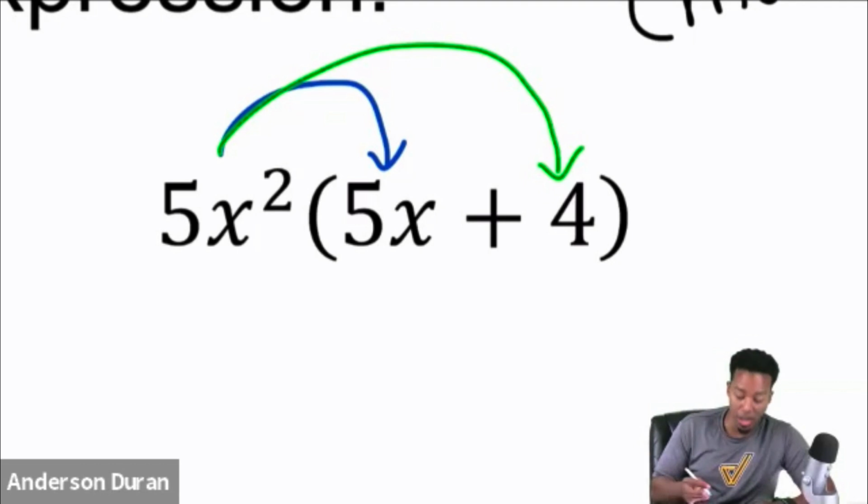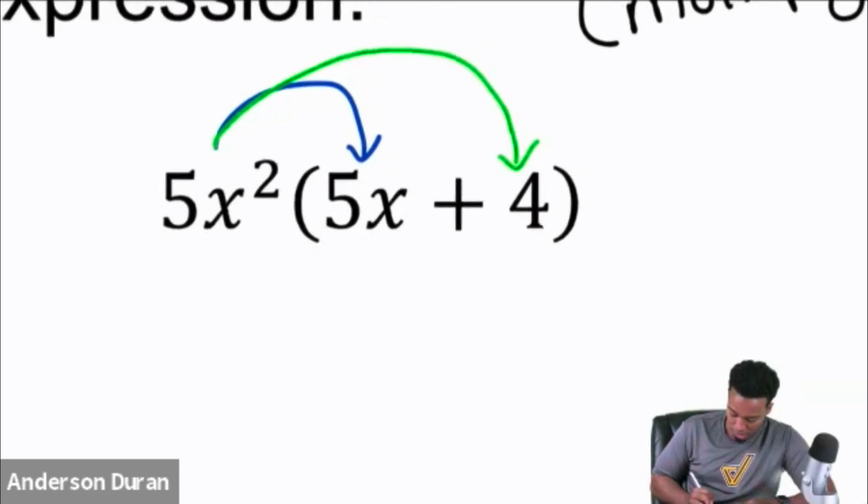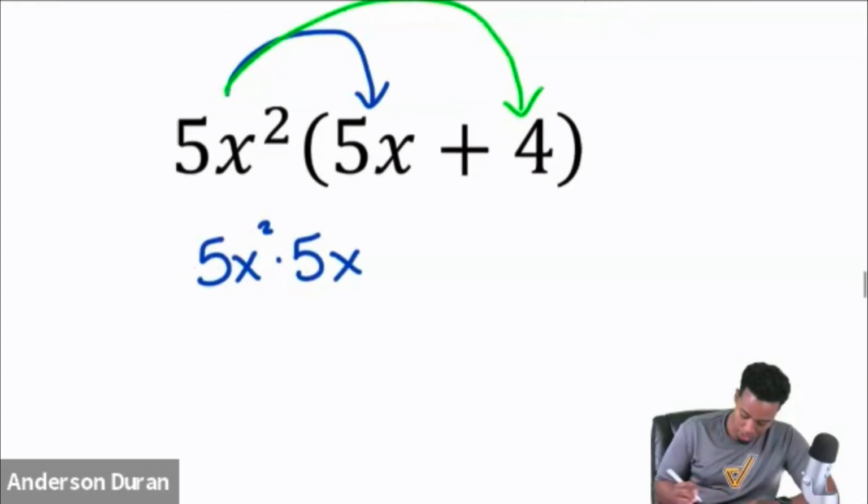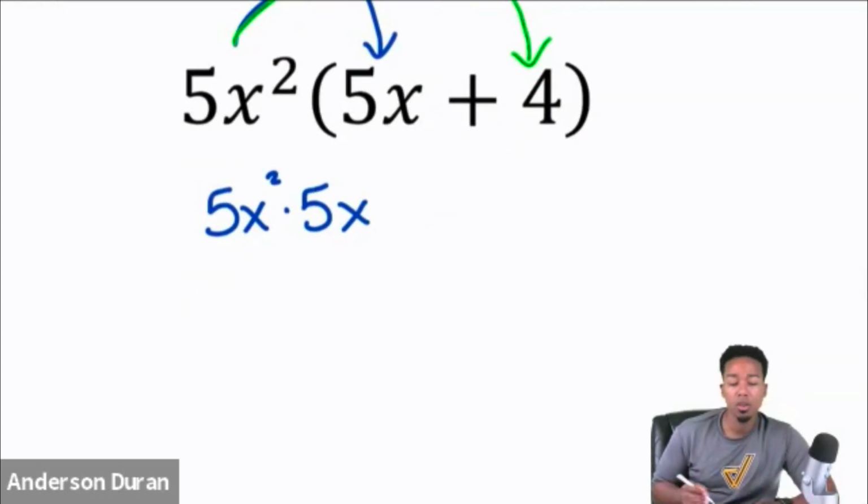We're going to multiply the 5x squared with the 5x in blue here. Then we're going to multiply the 5x squared with the 4. So with that said, let's take care of business. Here we go in blue, 5x squared multiplied by 5x. When we take care of stuff here, remember with the numbers, we just multiply them. 5 times 5, everybody hit me.